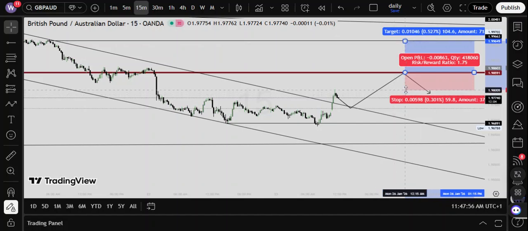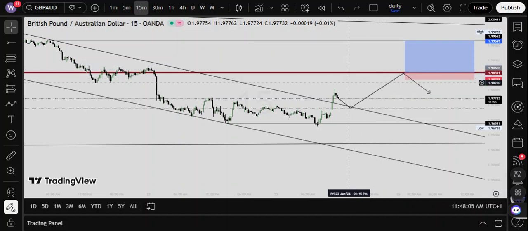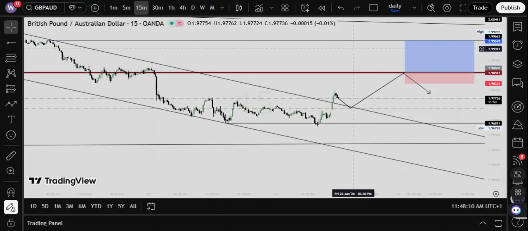You have your 20 pips stop loss, nothing more than that. 20 pips stop loss because we are entering a sniper entry using this strategy, something like that. So we have this as our entry model. This will be the next target.